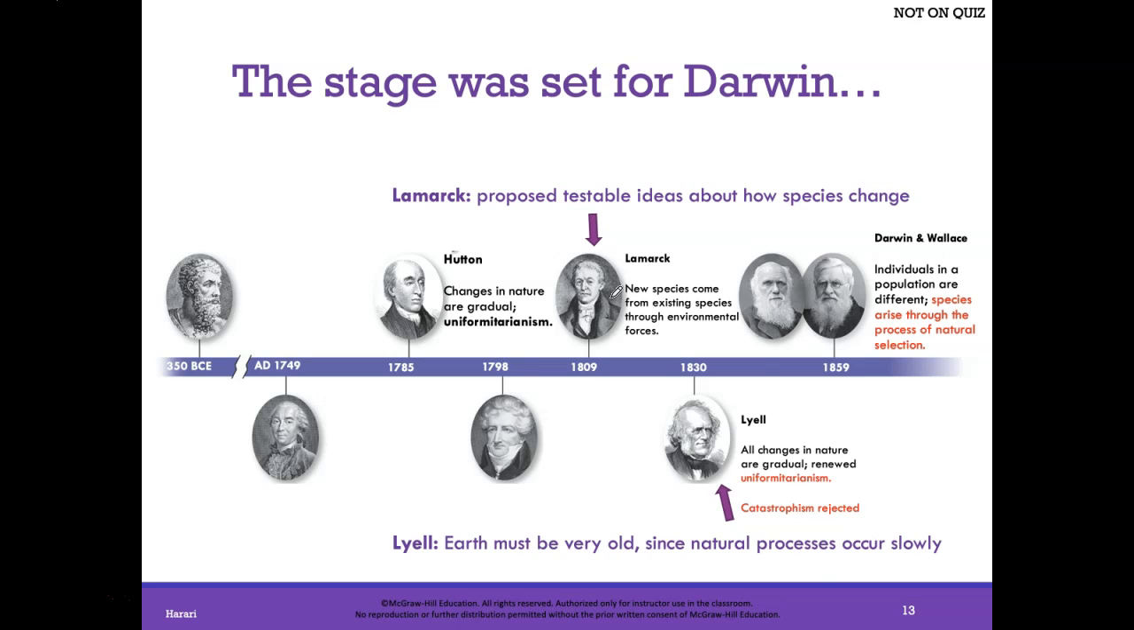So now, all these things taken together kind of set the stage for Darwin. And there was another scientist by the name of Alfred Wallace who also came up with a very similar idea as Darwin. He just doesn't get the credit. But both Darwin and Wallace would argue that individuals in a population are all different, and species arise through the process of natural selection.